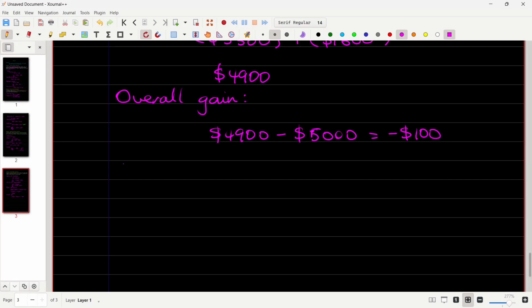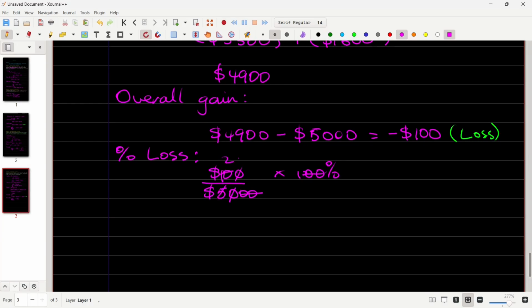So that means the percentage loss, and let me just make sure and identify that this is a loss. The percentage loss would be equivalent to the $100 divided by the 5,000 times 100%. Two zeros go here, two zeros go here, 1 here, 1 here. 5 into this is 2, and we have a 2% loss. All right, so that's the answer for that one, and that is the final problem that we're going to look at.